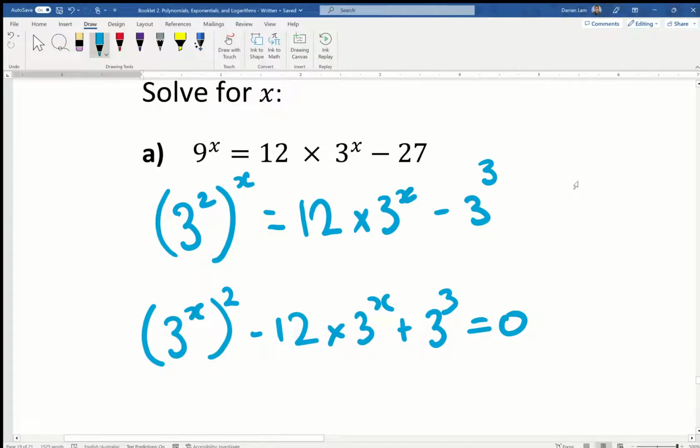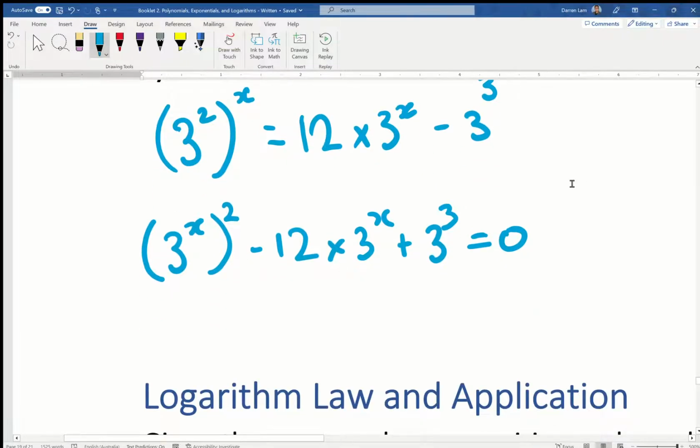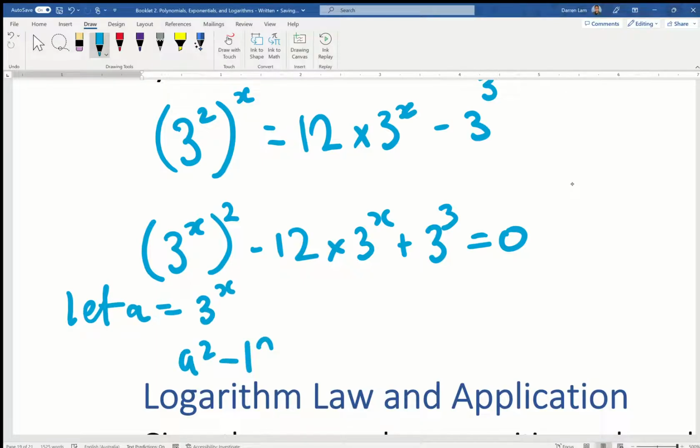Does anyone know what I'm about to do? Does it seem quite familiar? What am I going to do? Say, introduce a U. Perfect. You're going to introduce a letter. Now, I'm going to avoid using U just because I typically use it for chain rule, so let's just use A, for example. I'm going to write let A equal 3 to the power of x, and we get A squared minus 12A, and I'm going to change that back to plus 27, because that's a nice quadratic function.